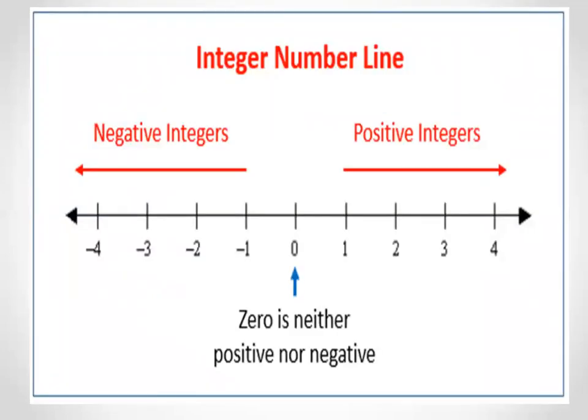Here is the number line of the integers. I have negative integers and positive integers, and between them I have 0. 0 is neither positive nor negative.